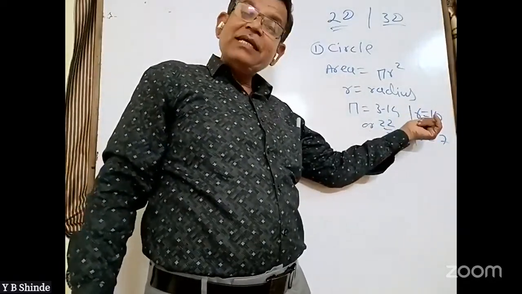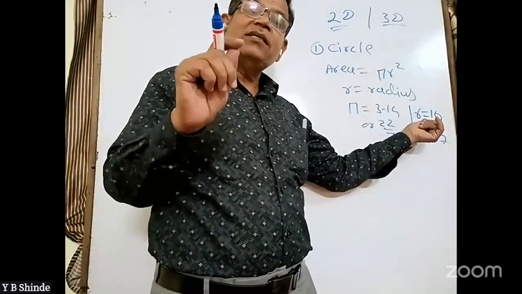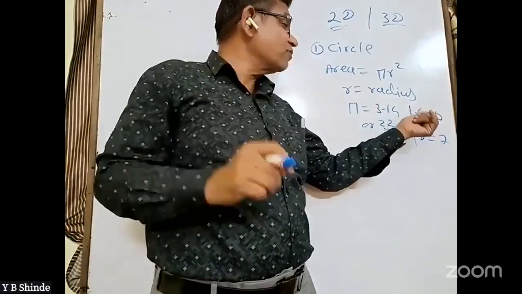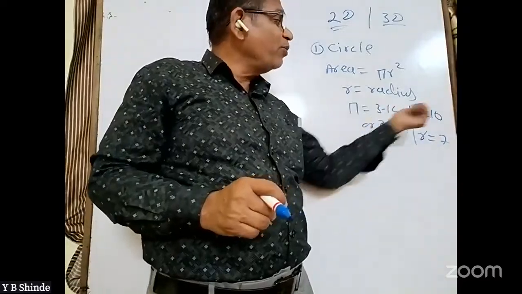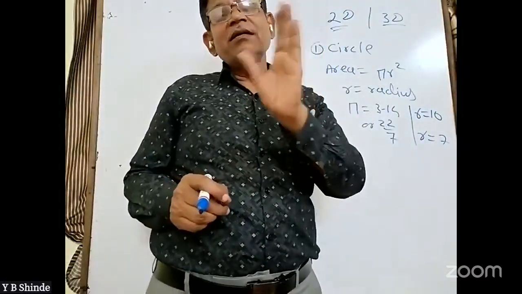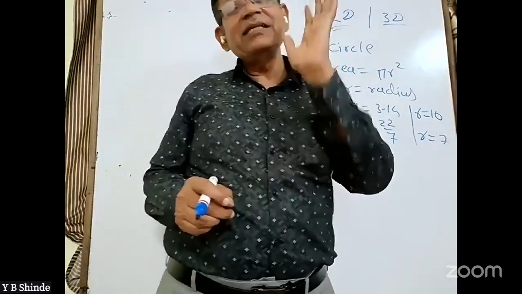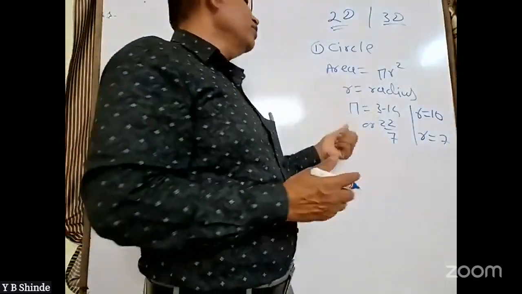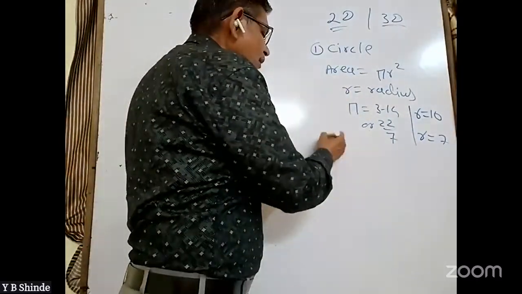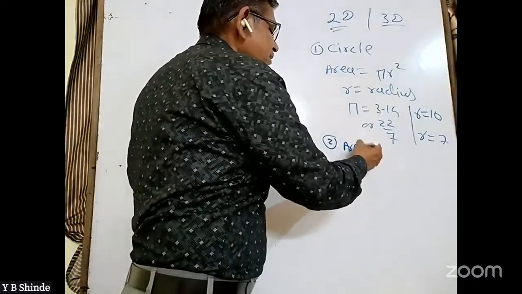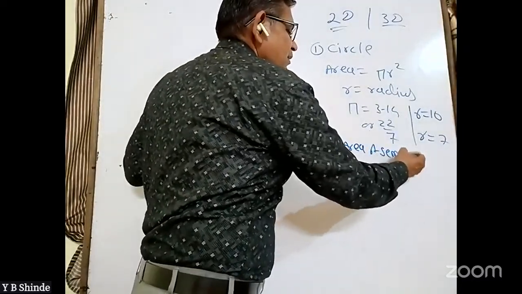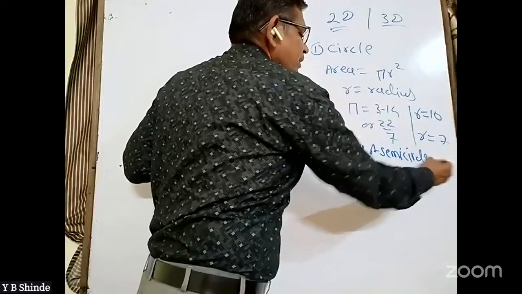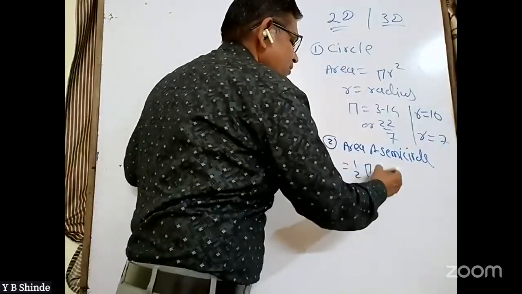If R is 10, if the radius contains a 0 in the unit place, its square will become 100, and 3.14 into 100, you will get the answer as a complete digit, that is, an integer. Now, area of circle. Second, what is the area of semicircle? Previously, we have lectured, you remember, area of semicircle is half pi r square.